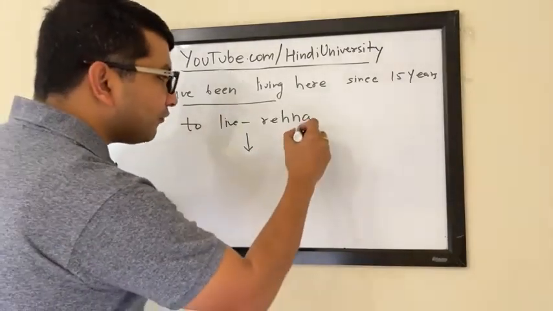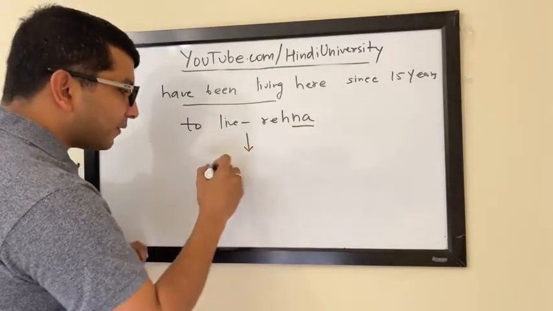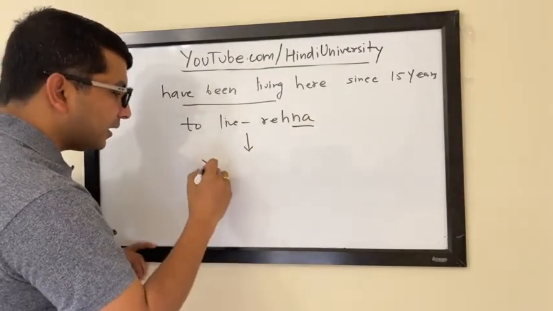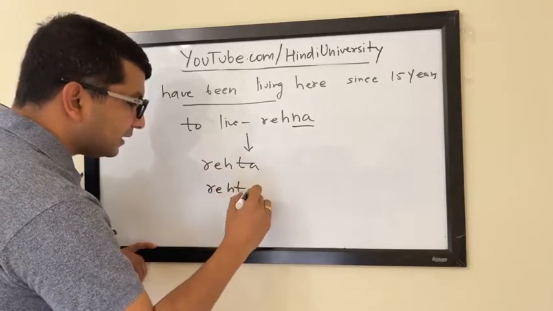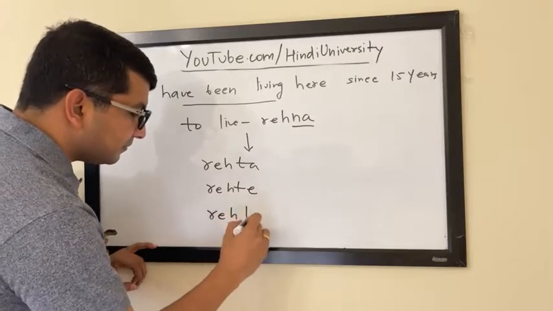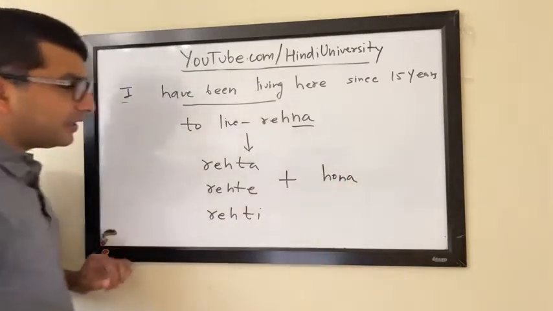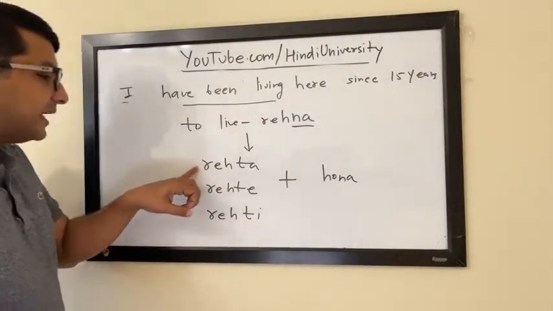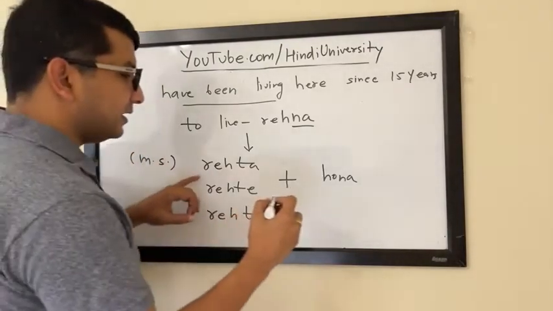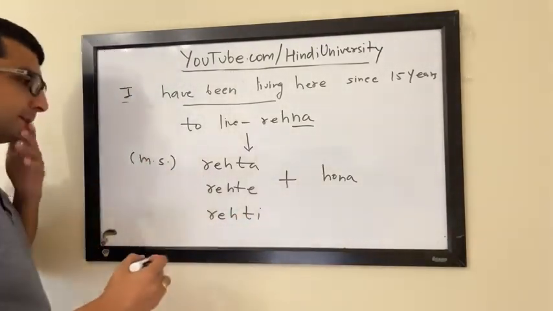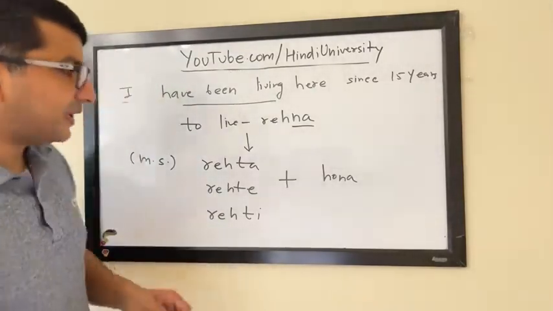And if you make the participle of it, for those of you who are not familiar with participle, as I said, you take this form, rehna, you remove the na and you put ta, te or ti, and you put the form of hona next to it. So who would tell me, if I'm saying it for a masculine singular, it would be रहता हुआ. Okay, रहता हुआ.